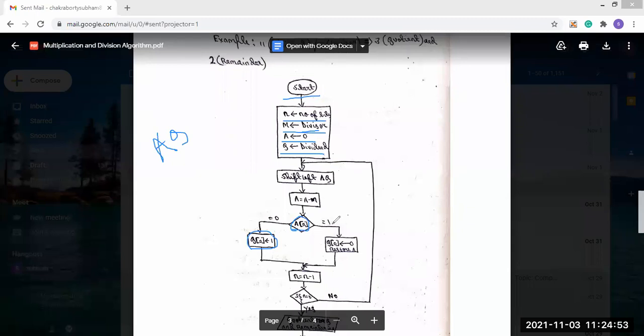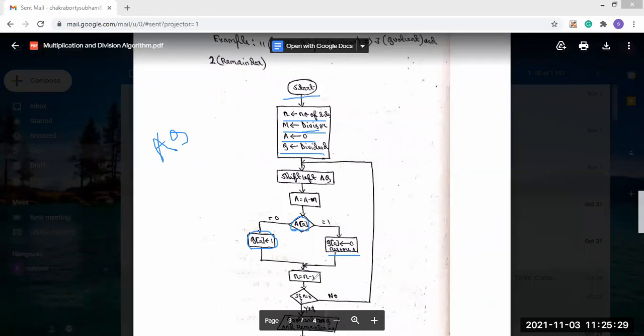But if it is 1, then we write Q0 as 0 and we restore A. What is the restoration? When we see the table, you will know what the restoration process is. For now, know that if the nth bit of A is 1, then we write Q0 as 0 and restore A.